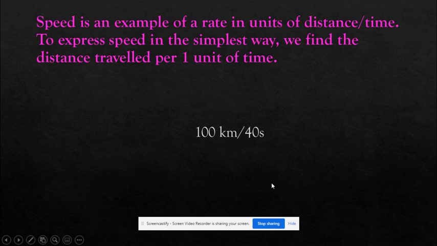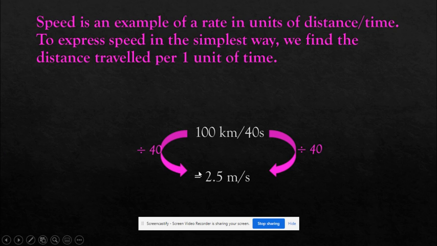Give you another example. If you've got 100 kilometers in 40 seconds, right, so it's the time over here that we have to bring to 1 unit. We divide it by 40. We divide that side by 40 as well. And we get 2.5 meters per second. Okay, remember, kilometers per second. Remember to write down the units as well.